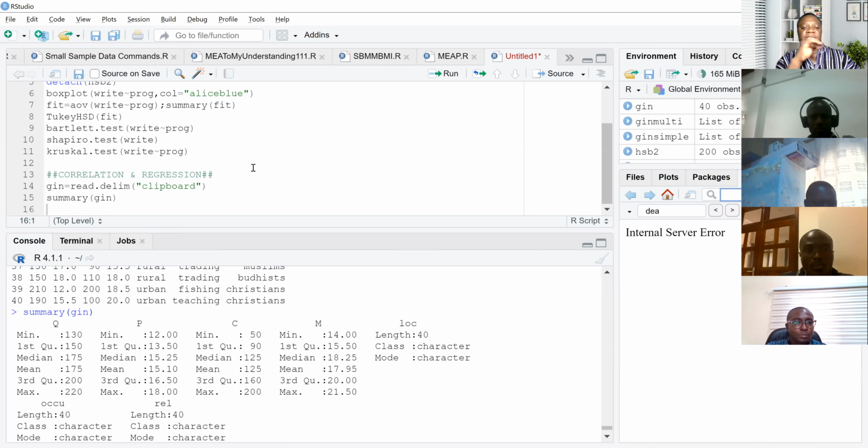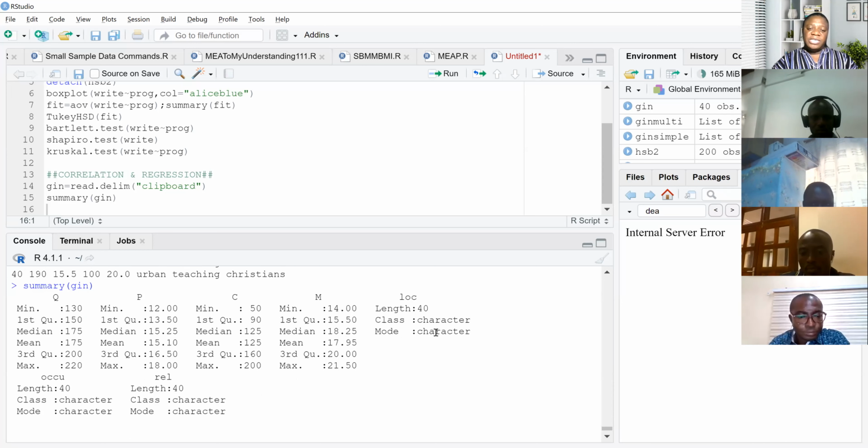If you check the variables that have been given here, you will notice the minimum, first quartile, median, mean, all of these things, we've done it before. I just want to bring it here for a reason. The summary stats have been given for all the variables except the last three. For my last three, the length is 40, the class is character, the mode is character. Nothing was given. No summary statistics was given.